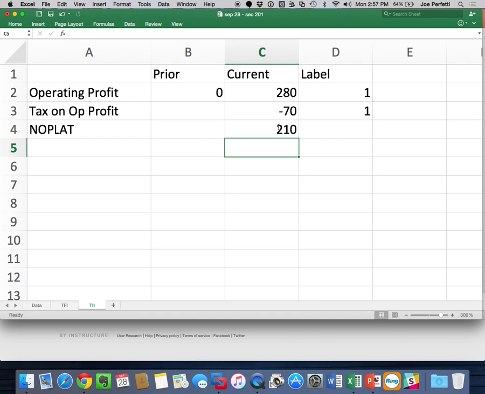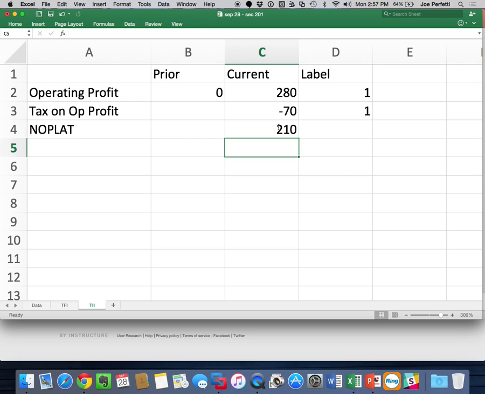That's the NOPLAT. Now again, as you get more familiar with the statements, you'll do NOPLAT equals operating profit times 0.75, or 1 minus the tax rate. But I think it's helpful to write out mechanically what's happening here so you understand the way the cash flows are working. So that's what I mean by the taxes are a little bit different.